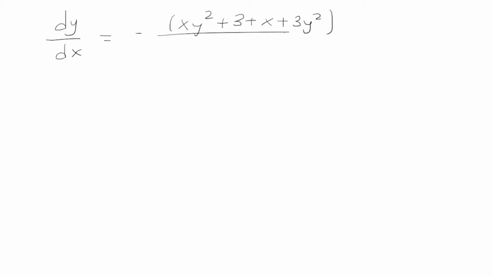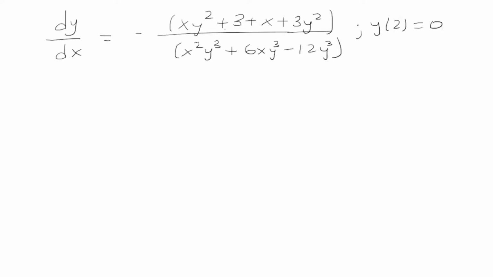Let's solve the differential equation. dy over dx is equal to negative (xy squared plus 3 plus x plus 3y squared) all over (x squared times y cubed plus 6xy cubed minus 12y cubed). And the initial condition, we have y of 2 is equal to 0.